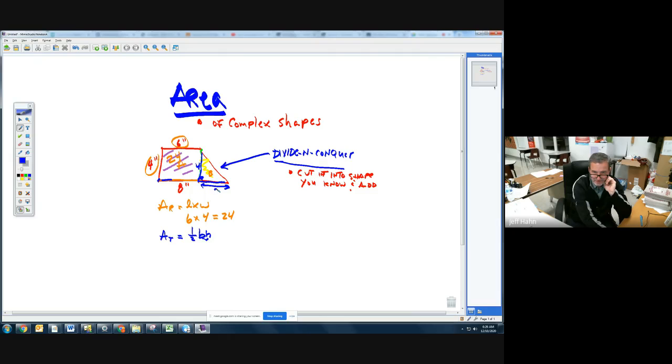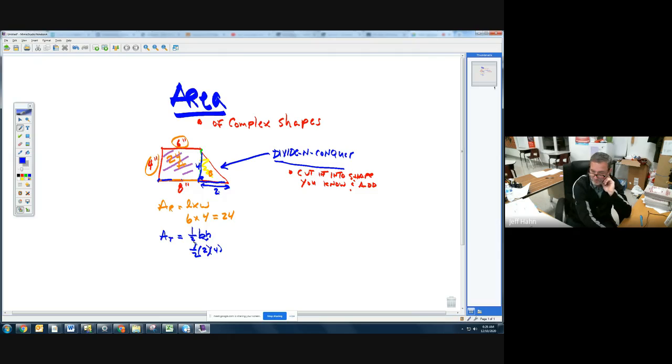That gives me a remainder of 2. The bottom of this triangle has to be 2, because 2 plus the 6 there would give me the 8 that is there. So there are my dimensions that I'm going to use. The triangle is 1/2 of base, which is 2, times the height, which is 4.